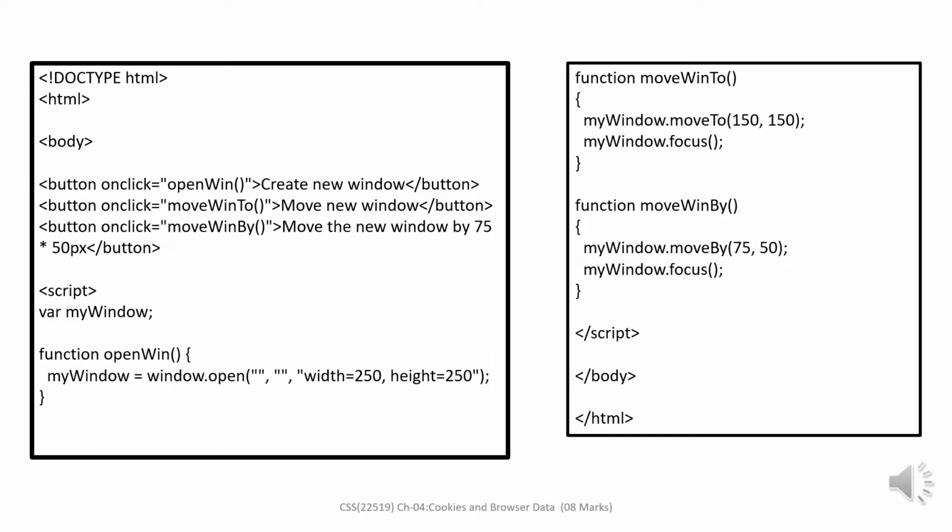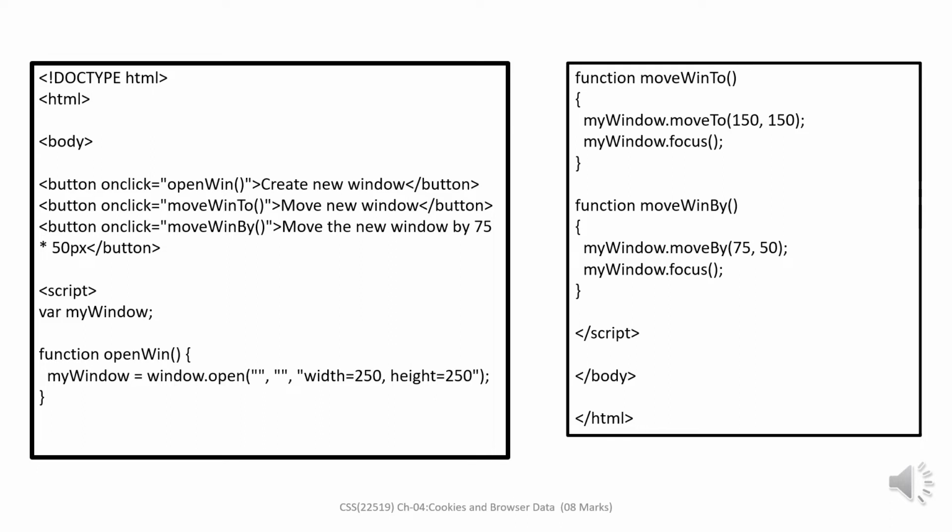var myWindow, function openWin, opening brace, myWindow is equal to window.open, and in the brackets there is a double quotation, then width equal to 250, height equal to 250. Next, the function moveWinTo: myWindow.moveTo(150, 150), which means these are the x and y coordinates, and myWin.focus, this is the focus method, one of the window object methods, window.focus.